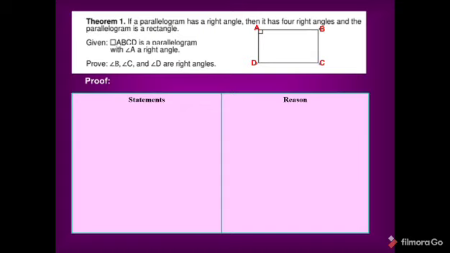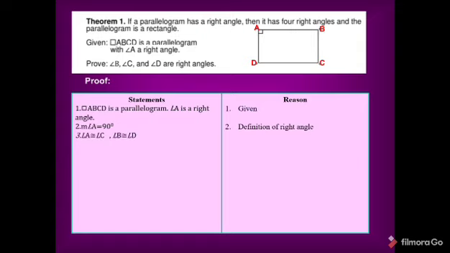So what is going to be our first statement? From the given, of course, quadrilateral ABCD is a parallelogram. Angle A is a right angle. Of course, our reason is taken from the given. In that way, we can make another statement, that is, measure of angle A is equal to 90 degrees. The reason comes from the definition of a right angle.